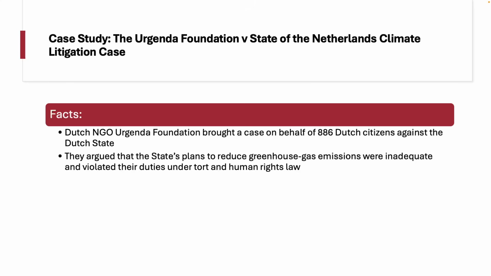This ruling was then upheld in 2018 and then reaffirmed in 2019 by the Dutch Supreme Court, which confirmed that the state itself must aim for at least a reduction target of that 25%, and that domestic courts do have the power to require government action on climate change.